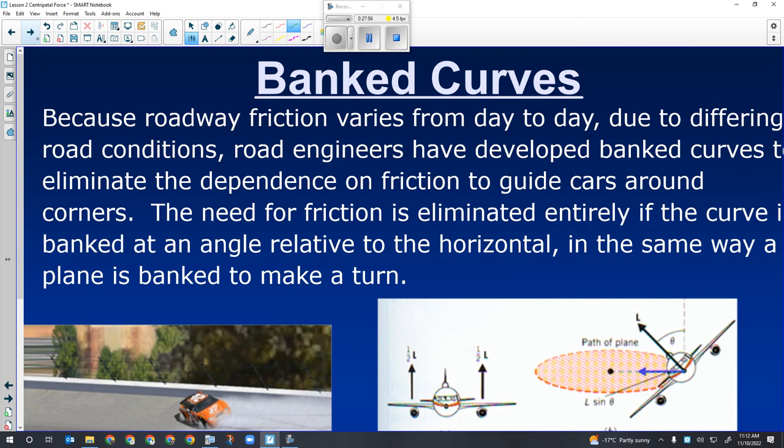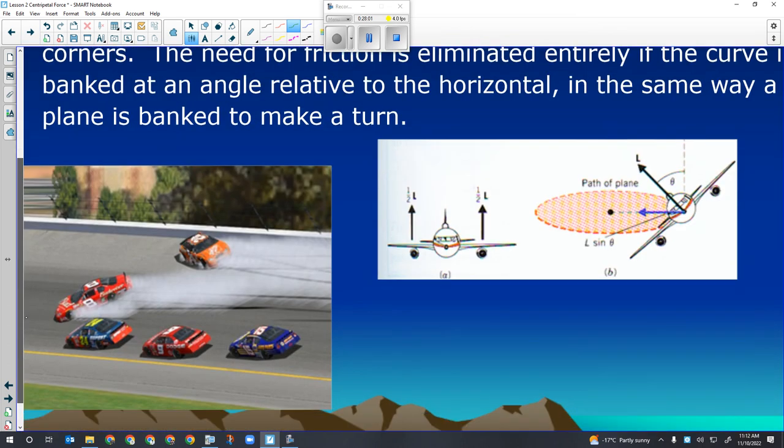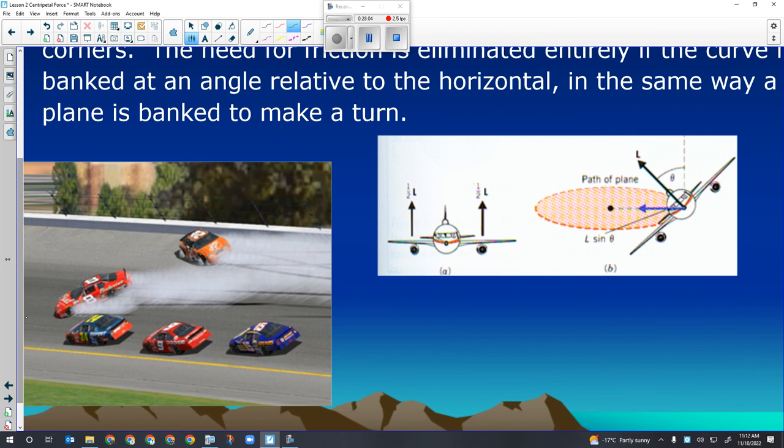Now, banked curves. Banked curves work a little bit differently. If we bank a curve, we can still rely on friction, and in most cases we still do. But what does banking the curve do to help us take that corner better? Obviously, you can take a banked corner way faster than an unbanked one. Gravity doesn't really help, because gravity acts down. It goes against centrifugal force by providing a centripetal force.